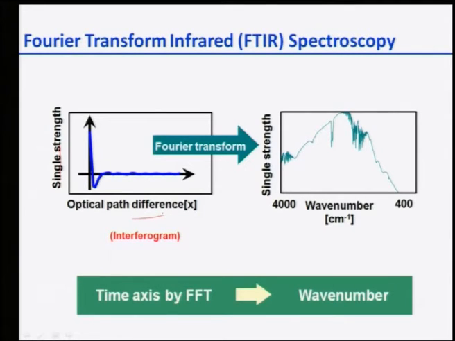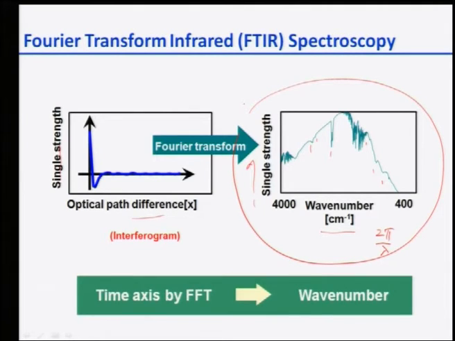So if you want to Fourier transform this, what you get is obviously the x-axis as inverse of distance, that is centimeter inverse, and we can denote this parameter as 2 pi by lambda or 1 by lambda, whichever way you define it, it will come back to wave number. It can be plotted again as signal strength. There you can get different peaks, 1, 2, 3, 4, 5, 6, many peaks are present here. That's what is called Fourier transformation of the spectroscopic data. So that means the time axis is changed by FFT and we get into wave numbers. So this path difference can be changed to wave number.